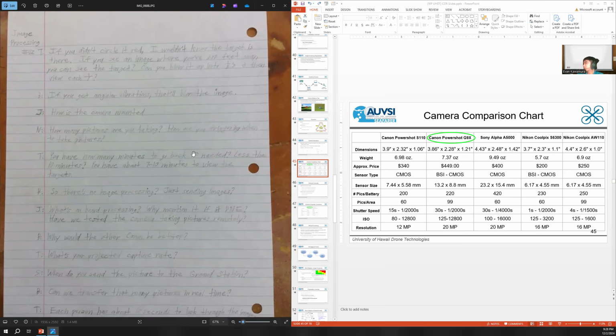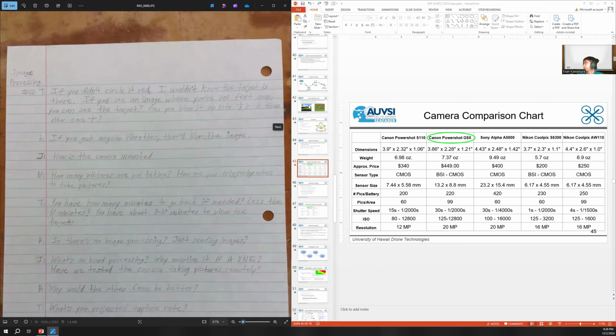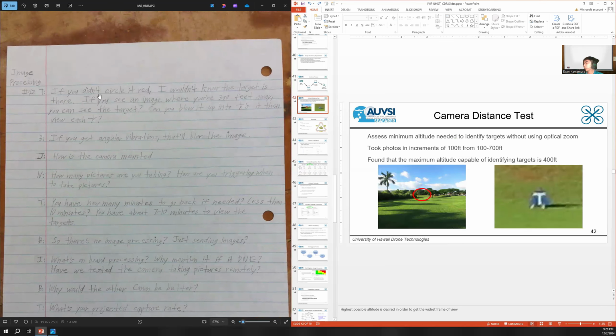And then other ones we got here. So if you didn't circle this red, you wouldn't even know the target is there.